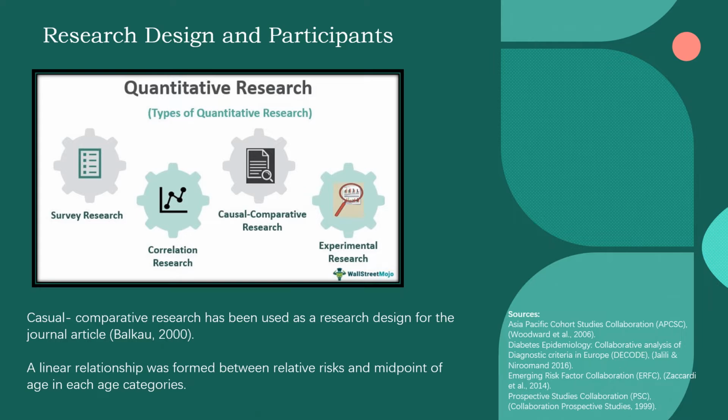The sources used were the Asia Pacific Cohort Studies Collaboration, the Diabetes Epidemiology Collaborative Analysis of Diagnostic Criteria in Europe, the Emerging Risk Factor Collaboration, and the Prospective Studies Collaboration. All pooling studies included in this analysis adjusted for age and sex and accounted for differences in risk by cohort.